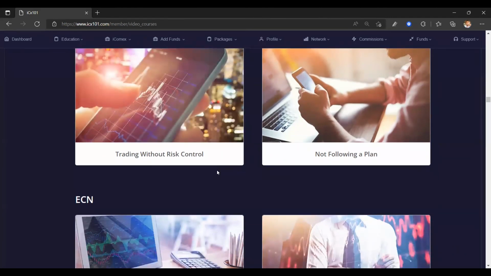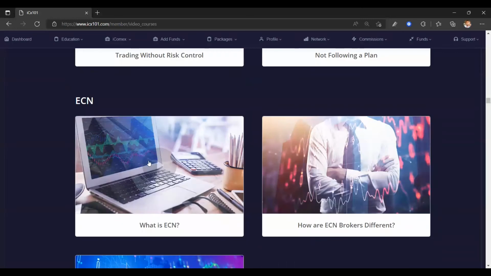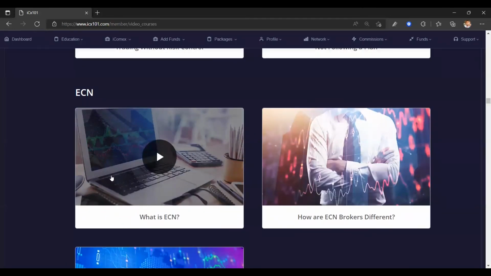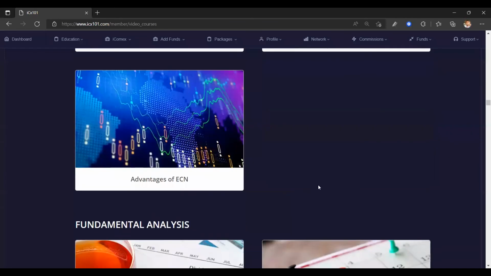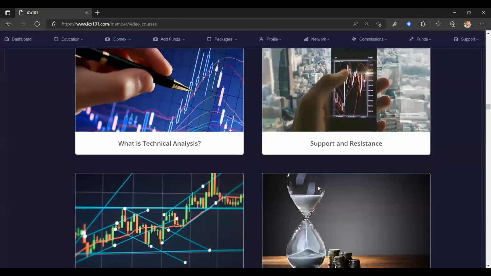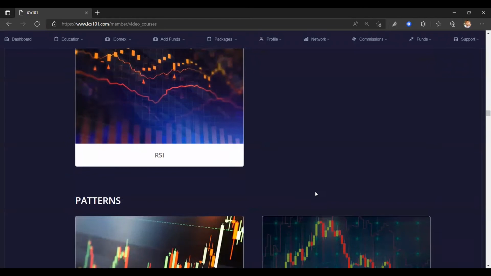I think there's a time I'm going to teach how to develop a trading plan, right? Unfortunately, many people are not coming sequentially. They come today, tomorrow they will come and stuff like that. What is ECN, Electronic Communication Network? How are ECN brokers different? Advantage of ECN, and so much information.